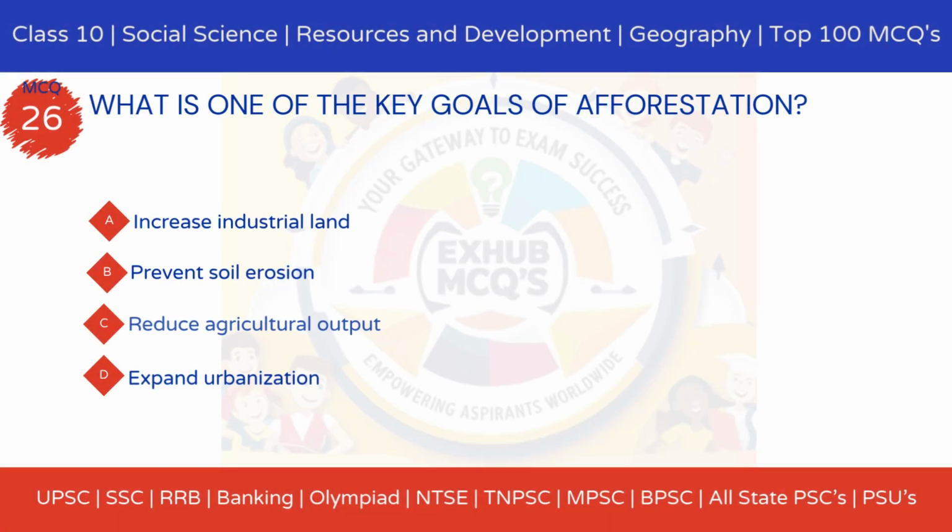MCQ 26. What is one of the key goals of afforestation? Option A, increase industrial land. Option B, prevent soil erosion. Option C, reduce agricultural output. Option D, expand urbanization.